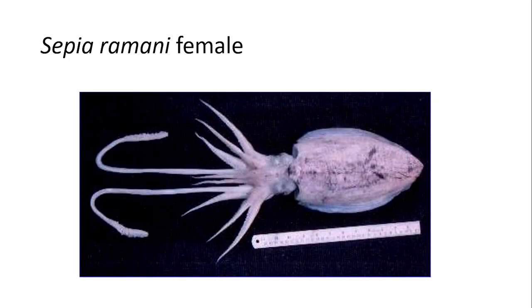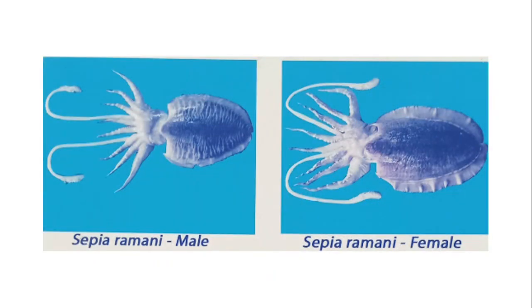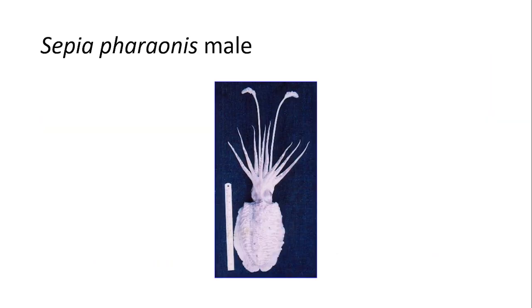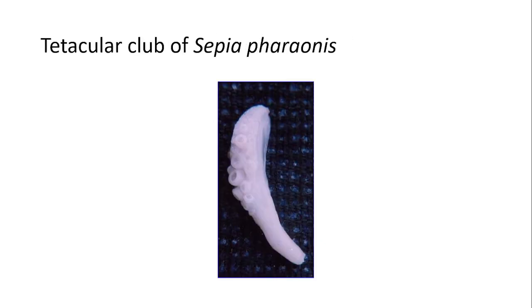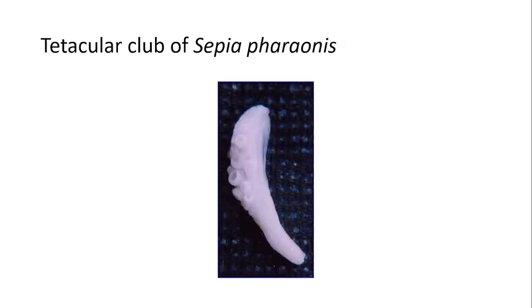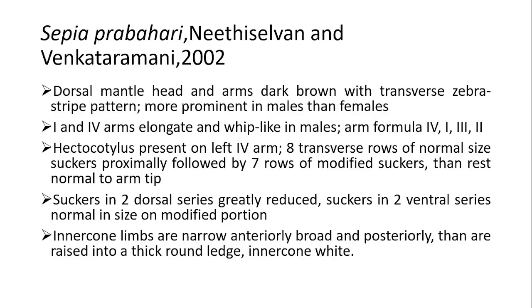This is a Sepia ramani female photographic image. This is a male and female of Sepia ramani. This is the next image, of Sepia paravonis. Here we can see the tentacular club portion of Sepia ramani. This is Sepia paravonis. Sepia ramani is the only species with a high number of suckers on the enlarged tentacular club. In Sepia paravonis, the tentacular club is quite enlarged, but only 3 to 4 enlarged suckers are present.